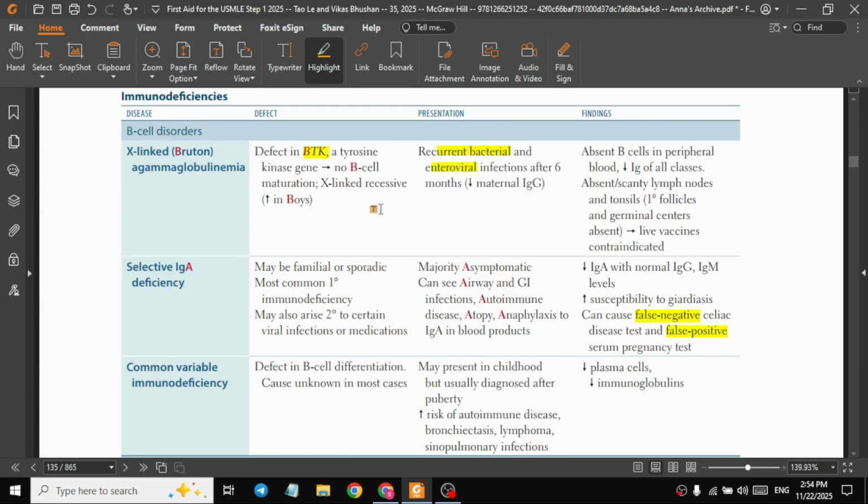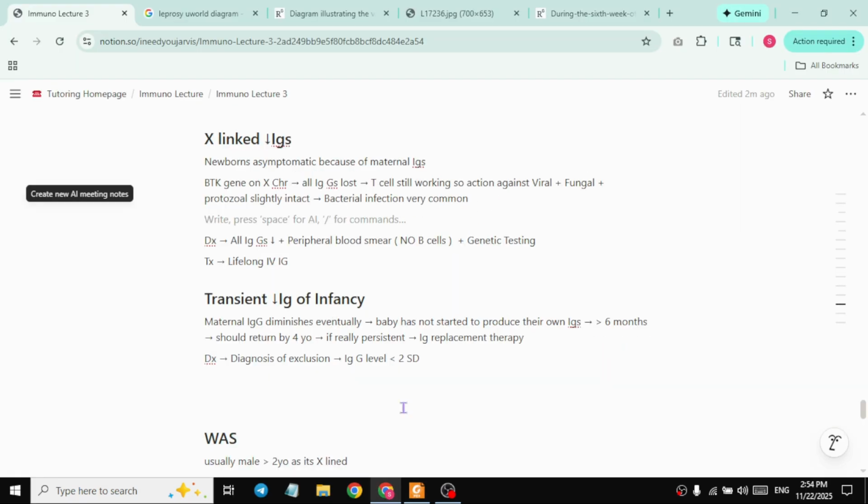Okay, now next thing that I have to discuss is, when does it happen? You see, newborns are asymptomatic, okay, because of maternal Igs. So it takes at least 3 to 4, maybe 6 months for all the maternal immunoglobulins to be completely finished from the baby, right? Until then, the baby is protected because of the maternal immunoglobulins. Once that is finished, then it's the baby's turn to actually make these immunoglobulins, and if they don't do that, then you have a problem.